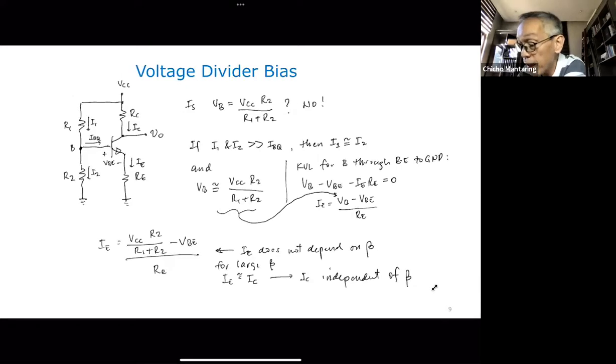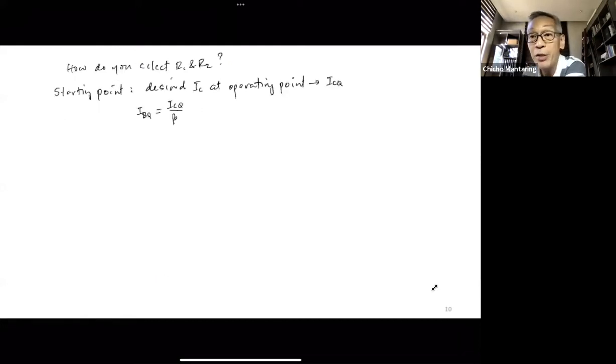Now it's a matter of choosing R1 and R2 so that I1 and I2 are very much greater than IBQ. Now, how much greater? Okay, there's no hard and fast rule. But for designers, there's a rule of thumb. We want I2 to be at least 10 times IBQ. So this is I2, 10 times the value of IBQ.